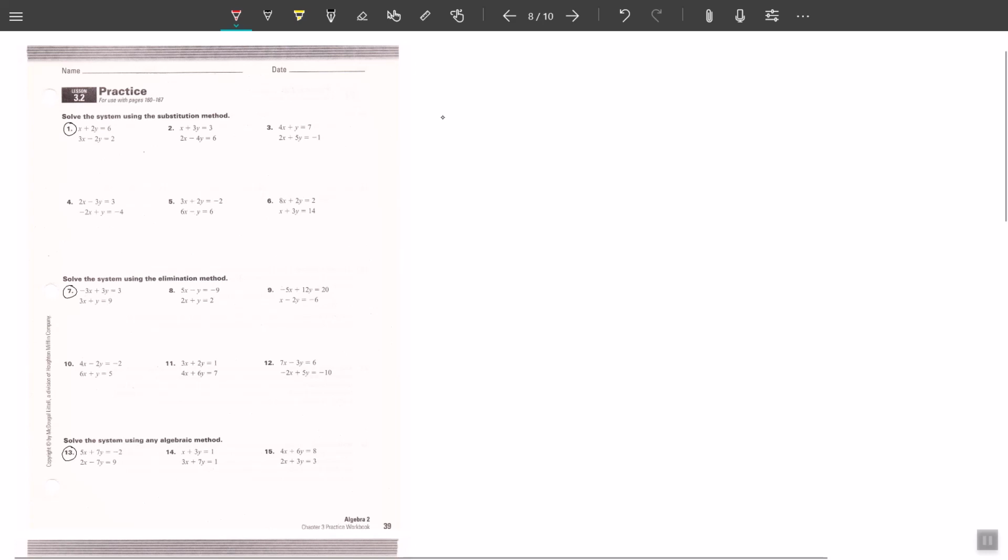So for number one, I'm going to start with that top equation and I'm going to isolate x. Right, and when I do that, I get this. Okay, you could have isolated for y. It required less work for me to isolate x, so that's why I picked that. All I had to do was subtract that 2y.